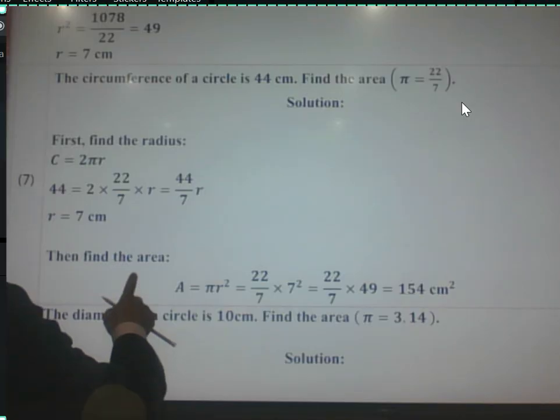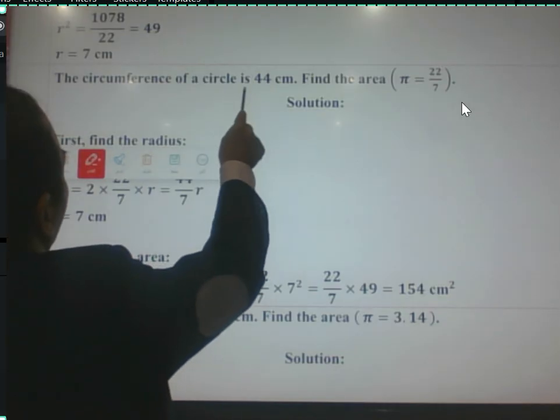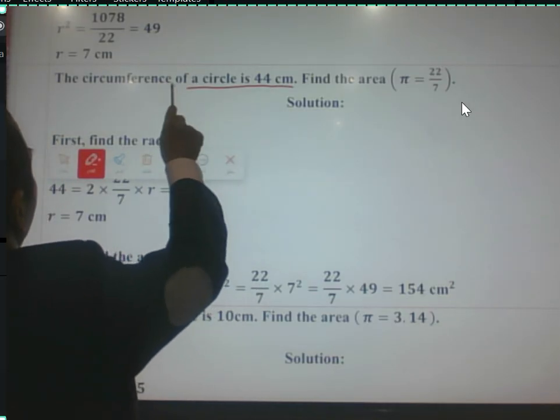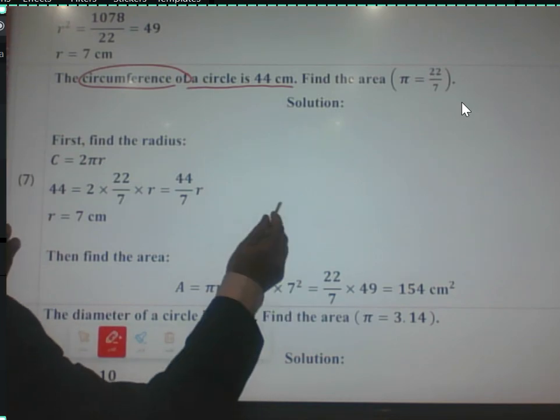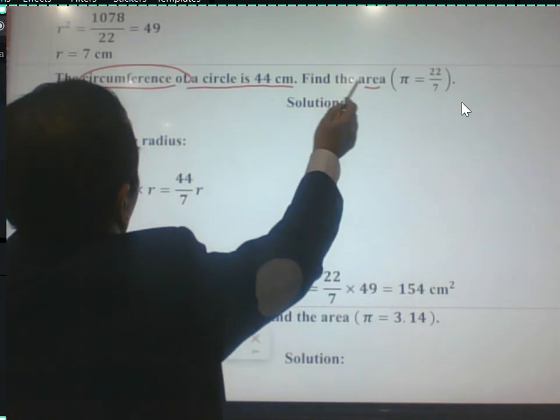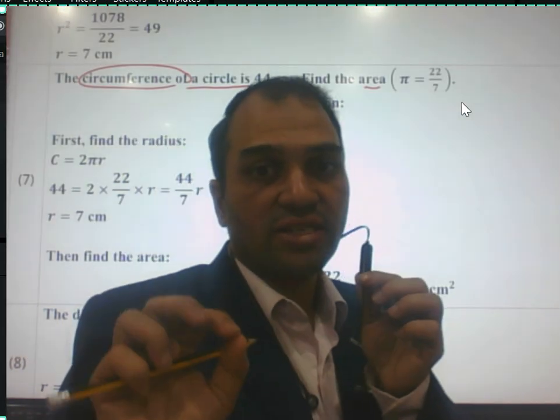Okay, listen, question number 7. First, the circumference of the circle is 44 centimeters. Now he gives you the circumference of the circle. Circumference was 44 centimeters. Find the area. Okay, to find the area from the circumference of a circle, the first step you must find the radius. Okay, you must find the radius.